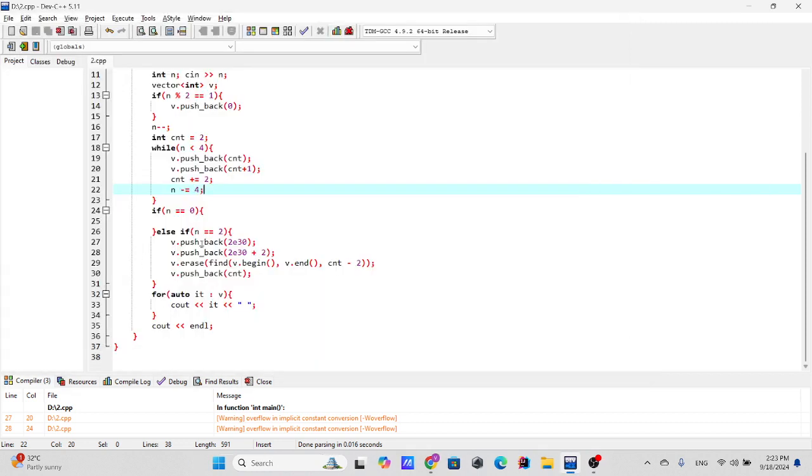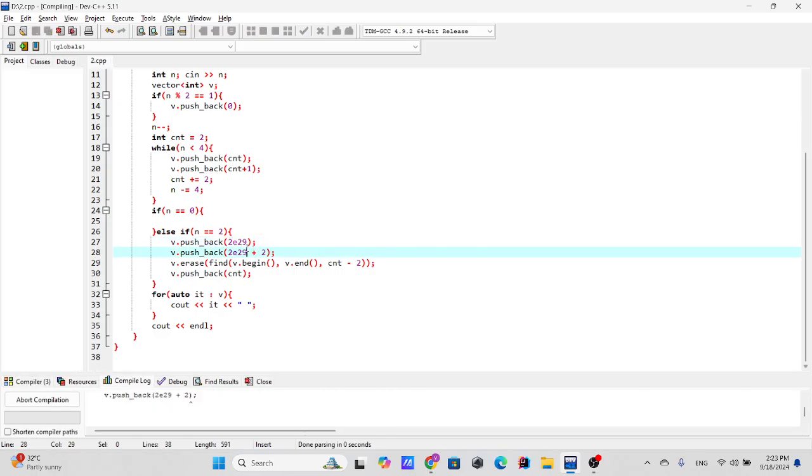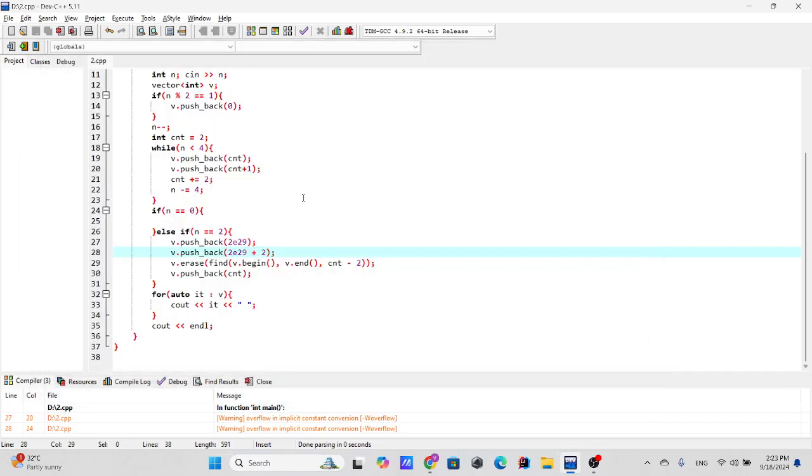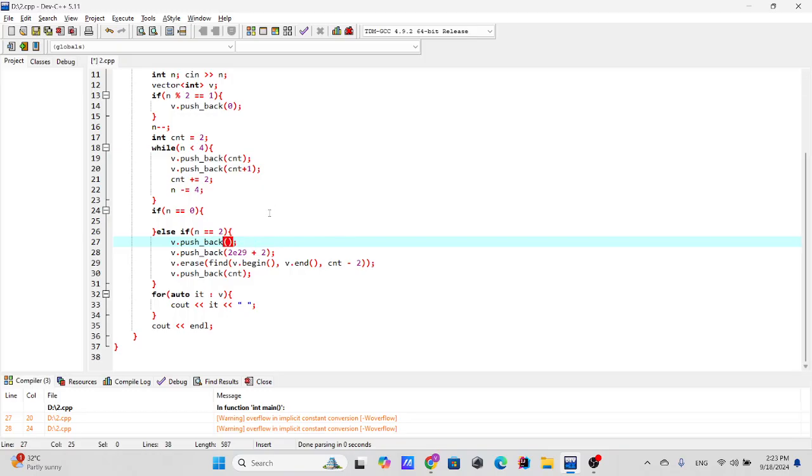Line 27 and 28. This should also be okay, right? Still overflow. What? I don't know why, but I don't know why.